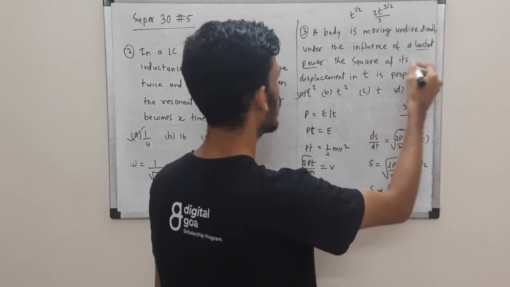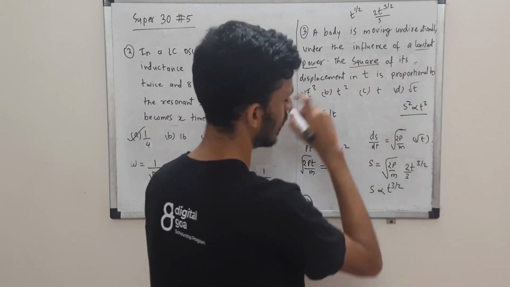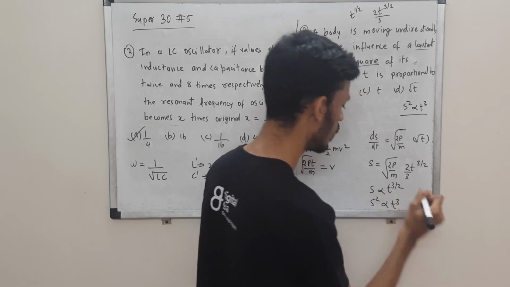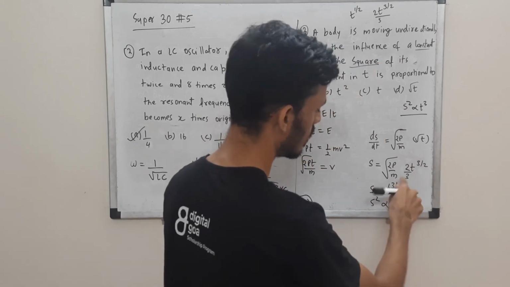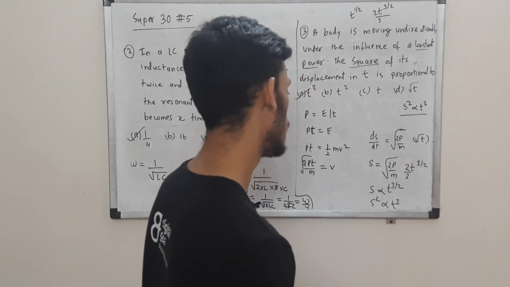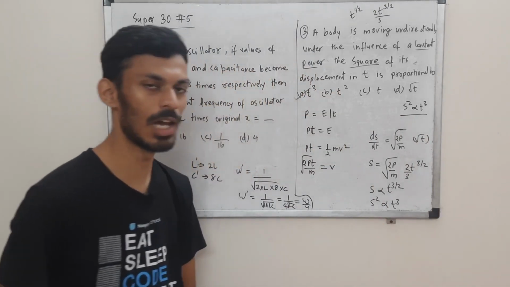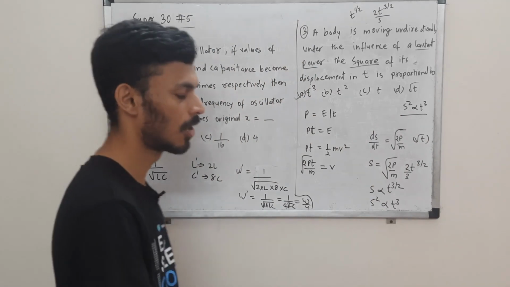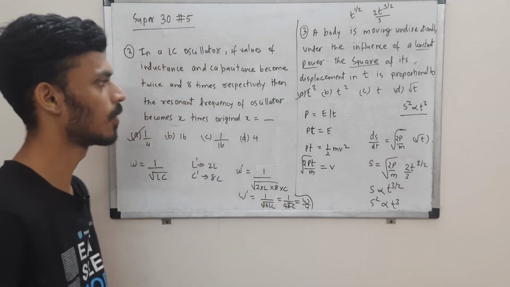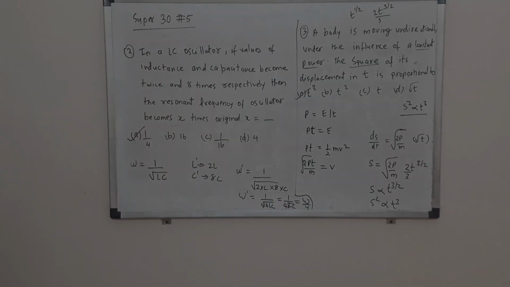But you are asked the proportionality of the square of displacement. Keep that in mind. So square on both sides, and you'll get s square proportional to t cube, right? If you square, the power is just multiplied by 2, so 3 by 2 multiplied by 2, the 2s cancel, it's power 3. So s square is proportional to t cube for a constant power source. So that is about this question. Over to the next one.